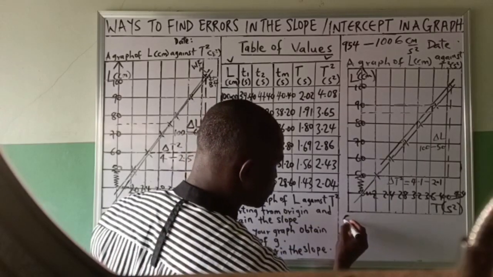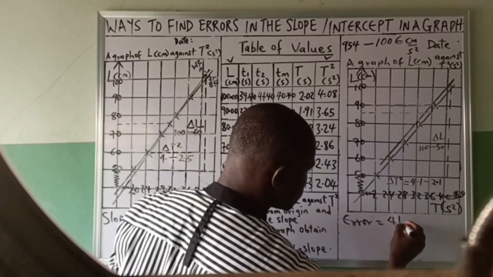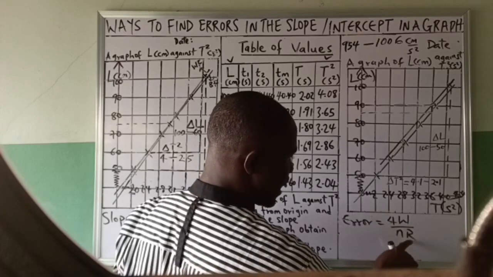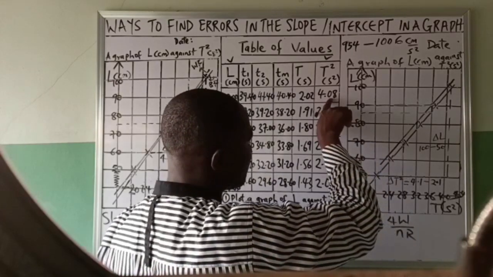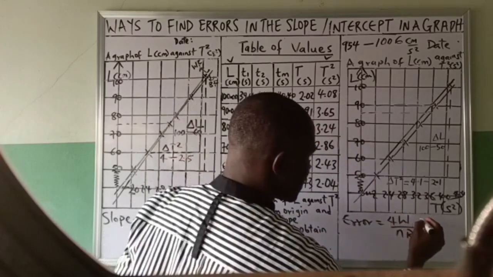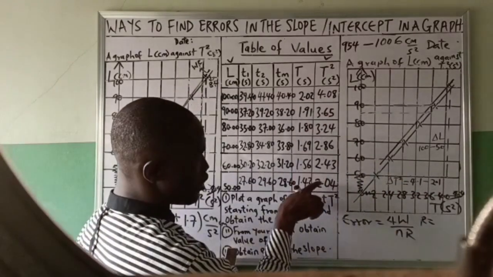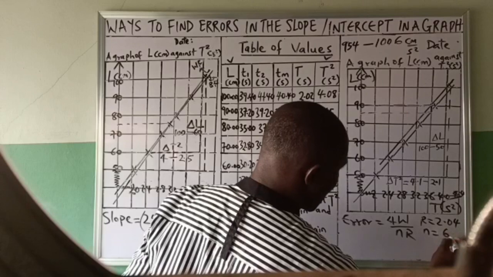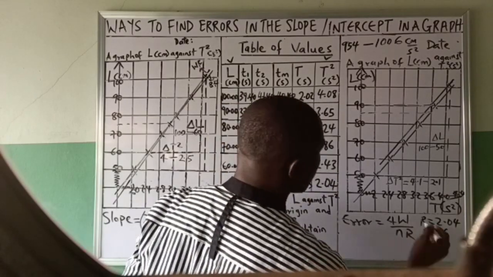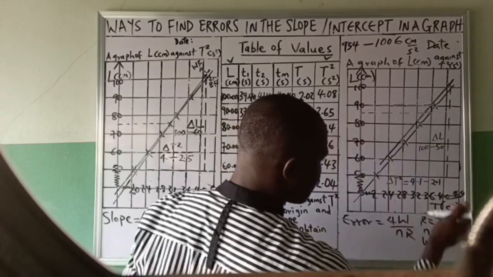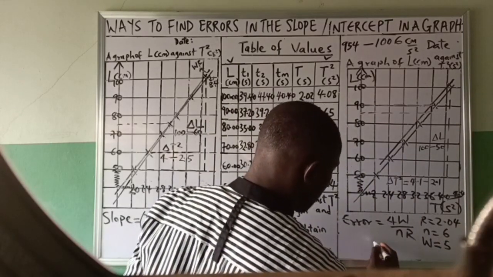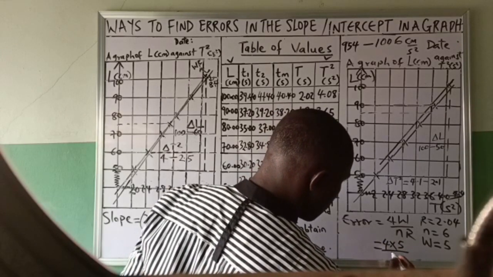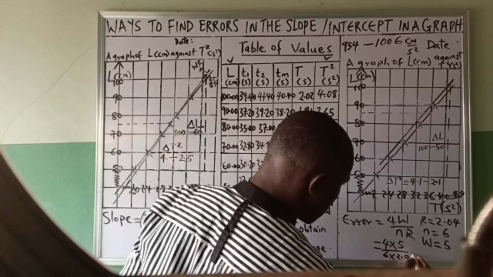You say error in the slope, error equals 4W all over NR, where W is your vertical scatter, R is the range, that is the highest value minus the lowest value, which is R equals 4.08 minus 2.04, that is 2.04, and how many points do we have? 6. W is equal to 90 minus 85, that should be 5, therefore error is 4 times W, 5, all over 6 times 2.04.